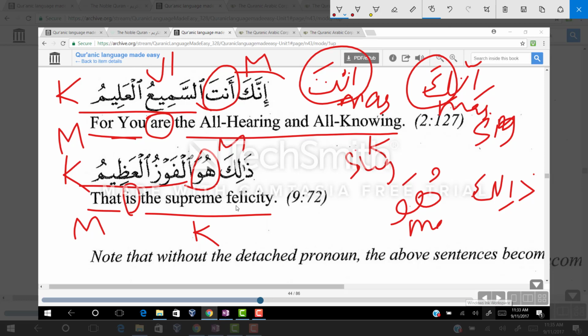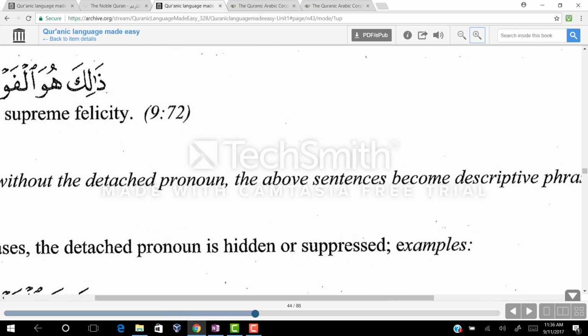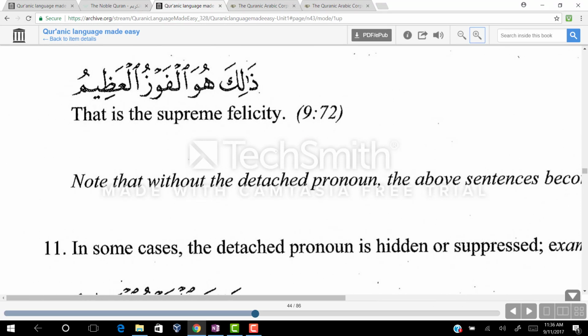Dhalika, they both are masculine and they both are singular. So huwa is matching in gender and number with dhalika. Dhalika is our mubtada. The detached pronoun is placed between the mubtada and khabar if the khabar is a marifa noun like al-fawzu al-azimu. Hope this is clear with you. It's very simple. Just an extra detached pronoun is placed between a mubtada and a khabar here. Note that without the detached pronoun, the above sentences become descriptive phrases.